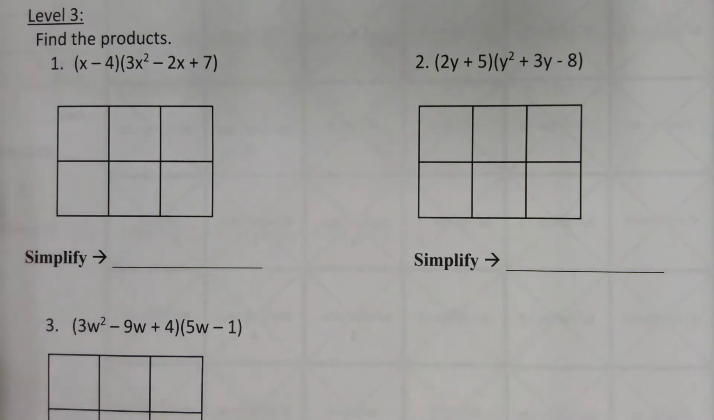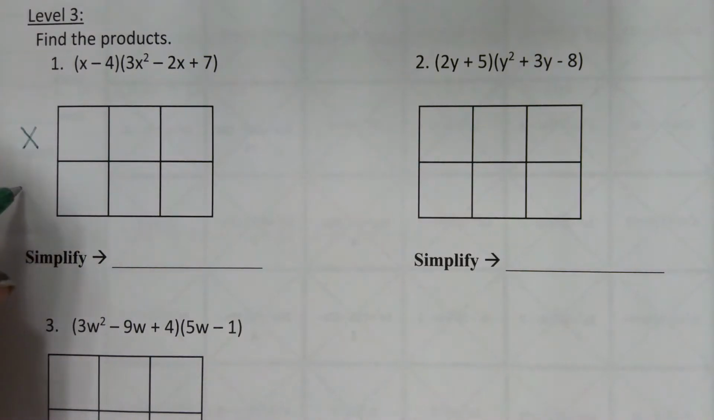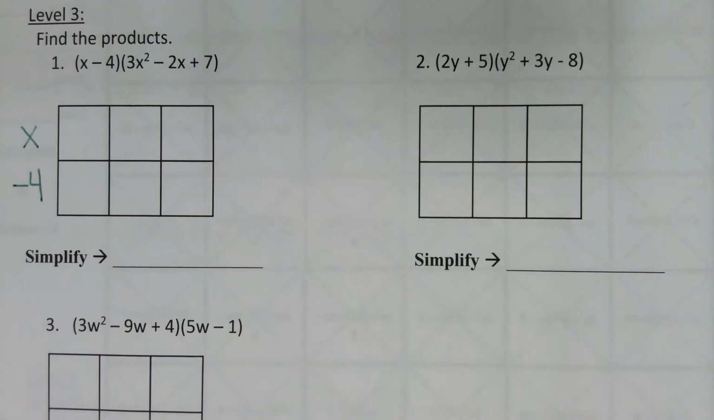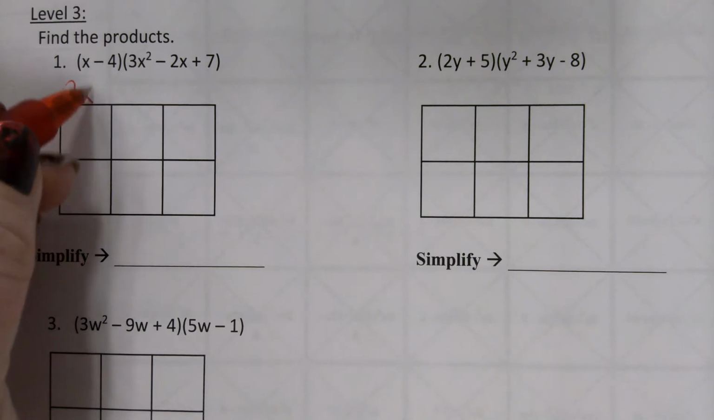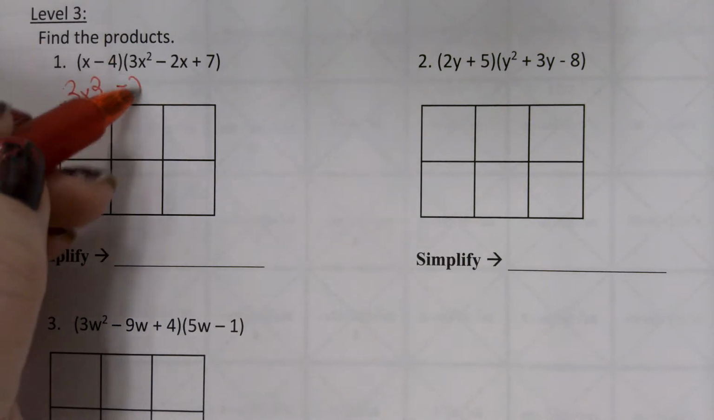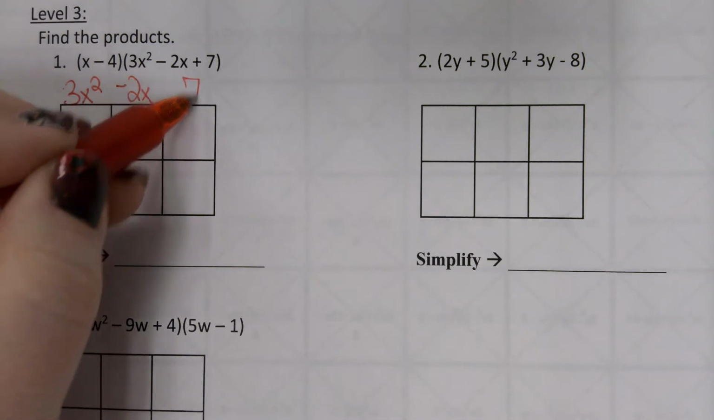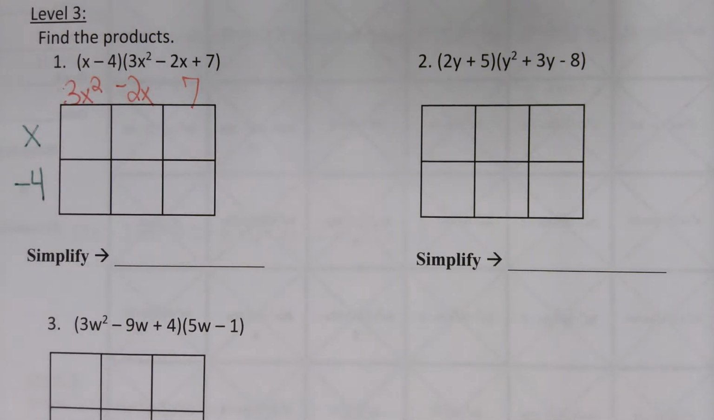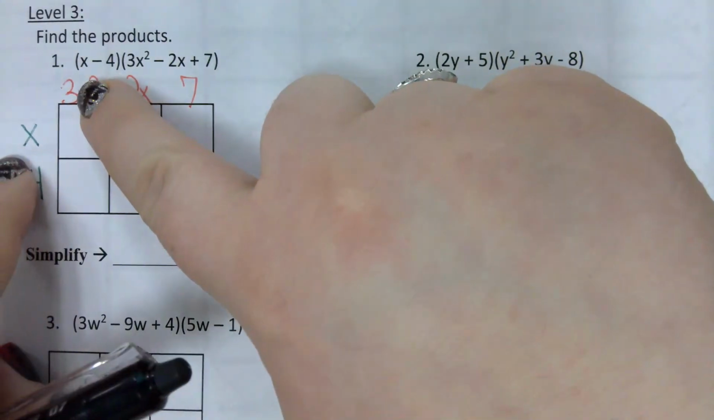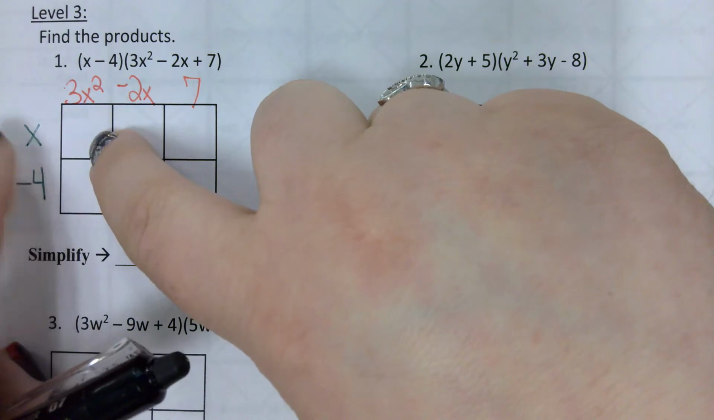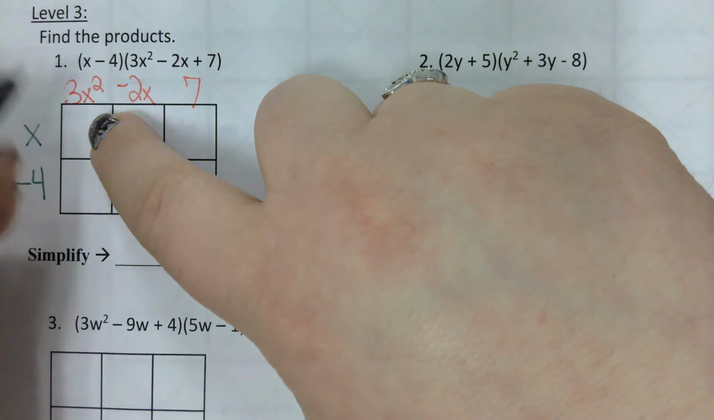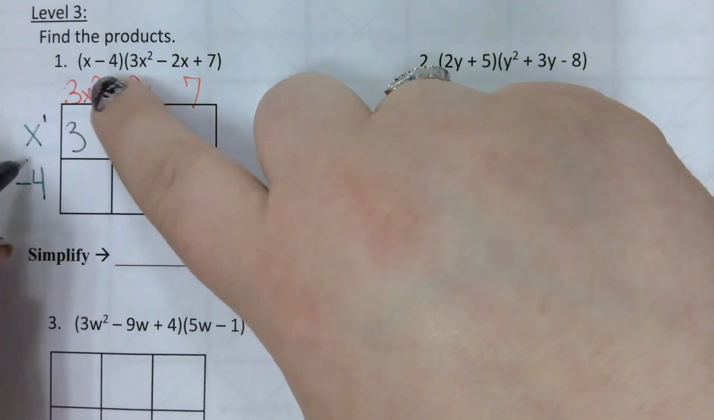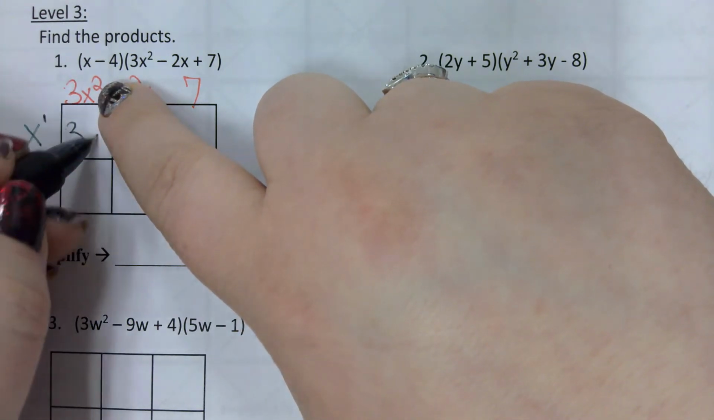So x minus 4 will go out to the side, x and minus 4. And then across the top, we'll have 3x squared minus 2x plus 7. And we'll go ahead and we'll multiply. So the outsides will multiply to be the insides. 1 times 3, because remember there's a 1 in front when we don't see anything. 1 times 3 gives me 3. And x to the first times x squared, 1 plus 2 gives me 3x cubed.